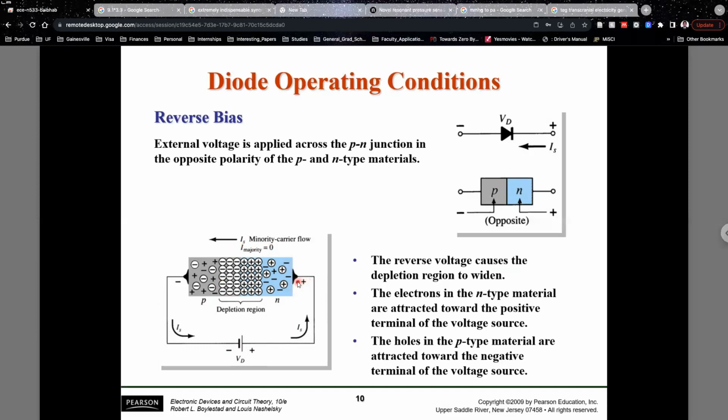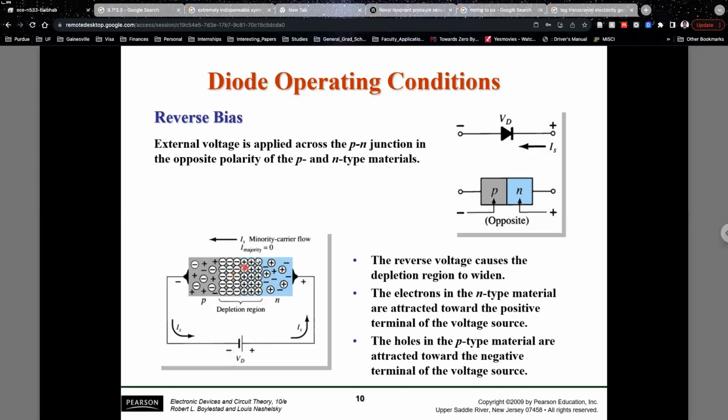Because negatives and positives attract each other, the electrons that were being repelled towards the right will be collected by this positive terminal of the battery. The same thing happens to the holes on the left. The holes on the left are being repelled by the positively charged atoms from the N-type region, towards the left-hand side. And on the left-hand side, you have a negative voltage, the negative terminal of the battery. Again, negatives and positives attract, which means that all the holes being repelled towards the left-hand side will now be collected by the negative terminal of the battery.